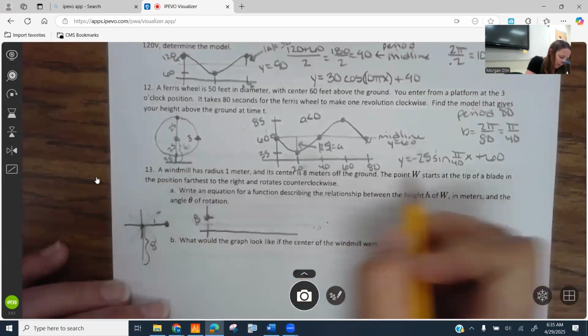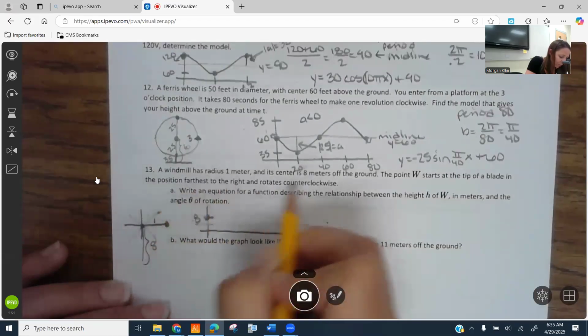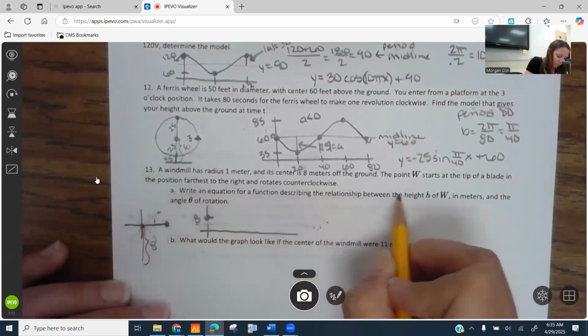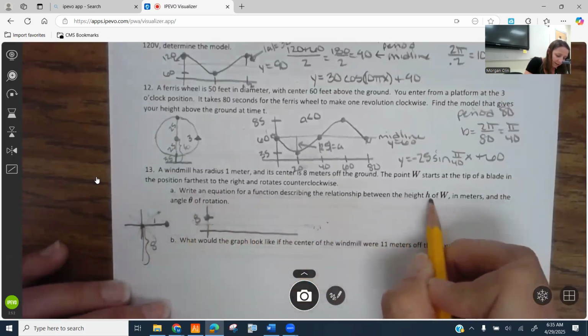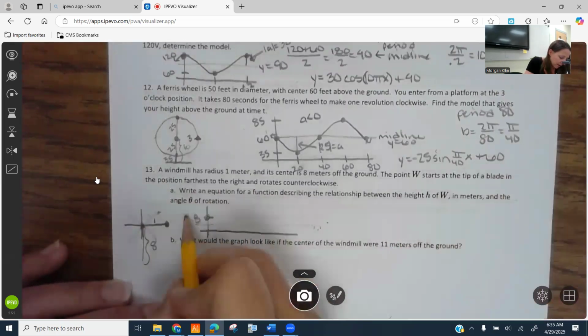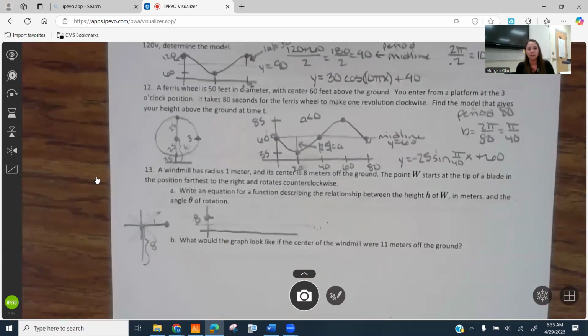All right. The point W starts at the tip of the blade, the position farthest to the right, and rotates counterclockwise. Write an equation for a function describing the relationship between the height of W in meters and the angle of rotation. Now, here's the thing. It didn't actually tell us what B is. Okay, it doesn't tell us how long it takes. So we can't actually find this B value right here.